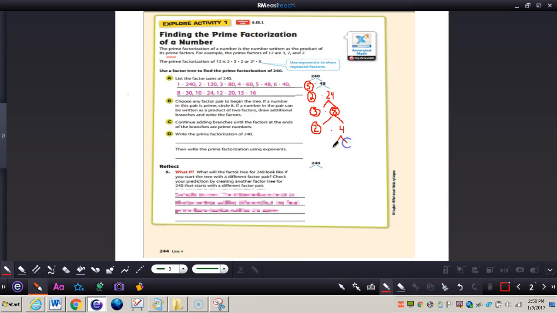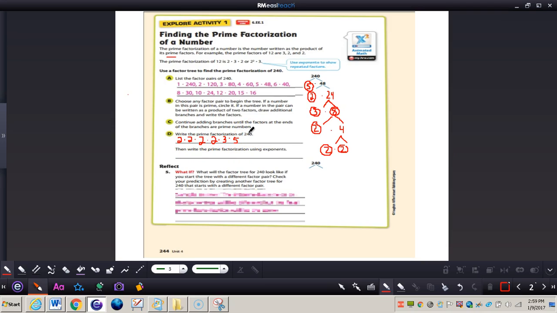And then I can break 4 down. I can have 2 times 2. I can circle both of those because both of those are prime. Now that I have all prime numbers, I don't need to break any other number down any longer. So I can see the prime factorization of 240. I just like to write my numbers all in order. 2 times 2 times 2 times 2, and you can represent that with a dot, which represents multiplication. So 4 twos times 3 times 5. So if I multiply 2 times 2 times 2 times 2 times 3 times 5, it will give me 240. These are all the prime numbers multiplied together, equaling 240.